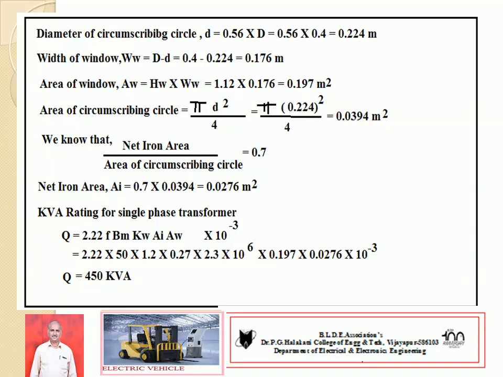That is very dangerous. You remember this properly. If you are not taking 10 to the power of 6, then the whole value changes and the problem goes in the wrong direction. So Q equal to 450 kVA. Understand the depth of the problem.